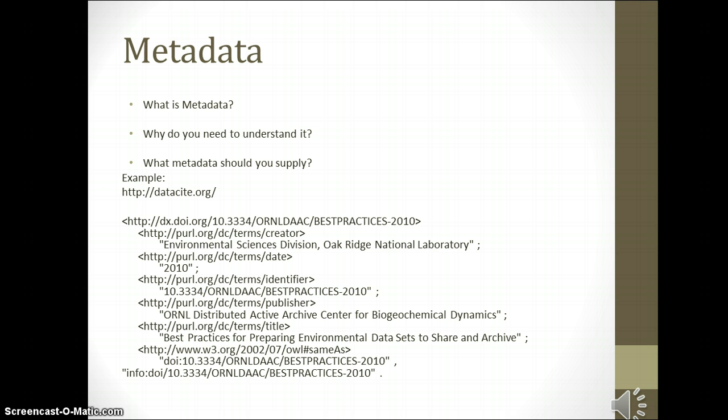This is the information about the product. This is how you describe and how you would search for each of these: creator, date, title, identifier. They're each metadata pieces that you can use to find this exact paper.